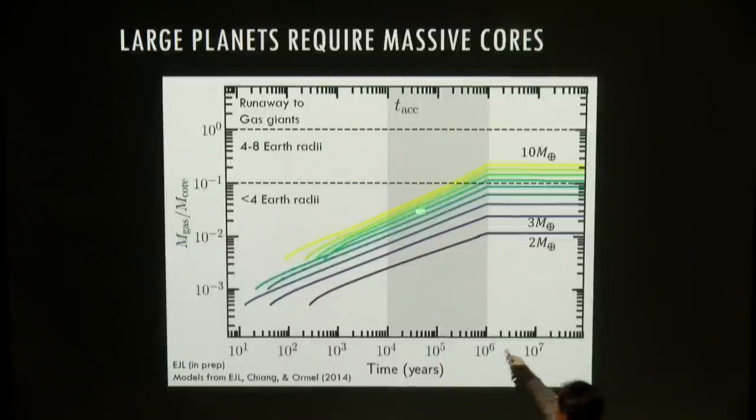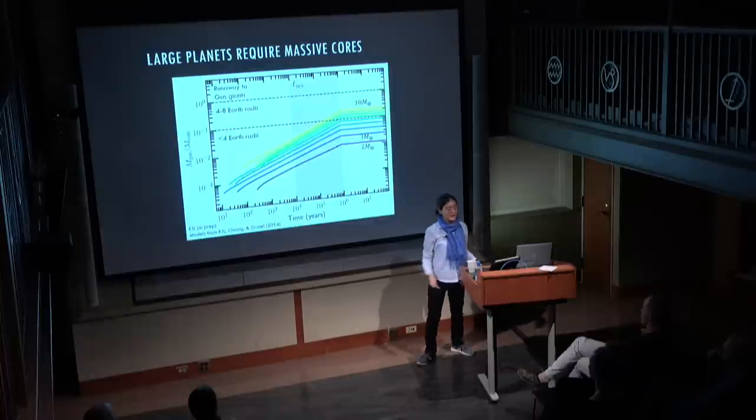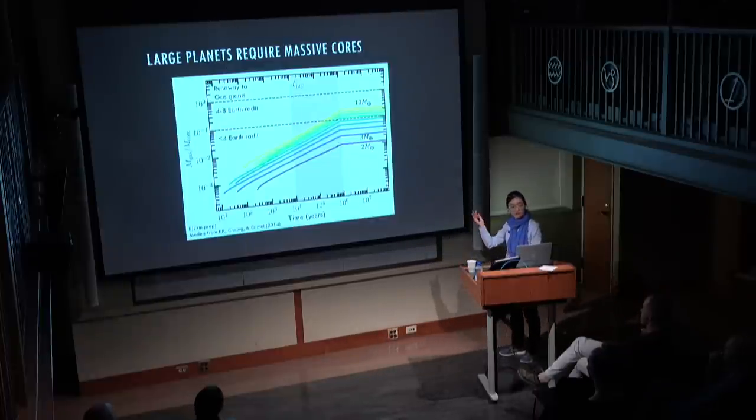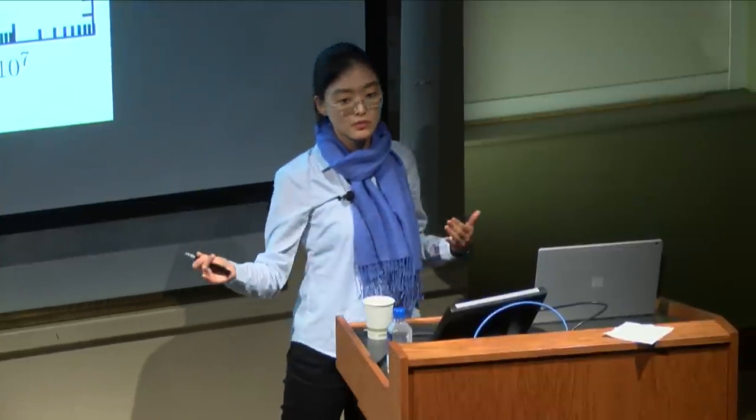Here's, again, the same gas accretion calculation by cooling, with the different colors corresponding to different masses. And this, again, is in the context of this late-time formation, where the gas accretion timescale would range anywhere between 10,000 years to about 1 million years. If you want to create these 4 to 8 Earth radii planets, you need to have massive cores on the order of 10 Earth masses. By contrast, if you want to create planets that are less than 4 Earth radii, they don't really have this core mass requirement. You can create them with a wider range of core masses. So perhaps this continuous rise of the number of large planets is simply a reflection of the ease of creating these large planets as a function of orbital period.